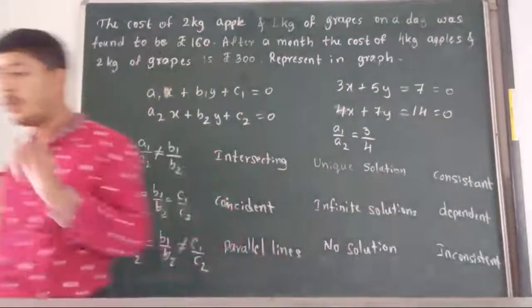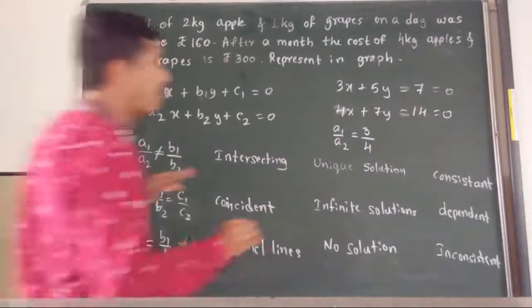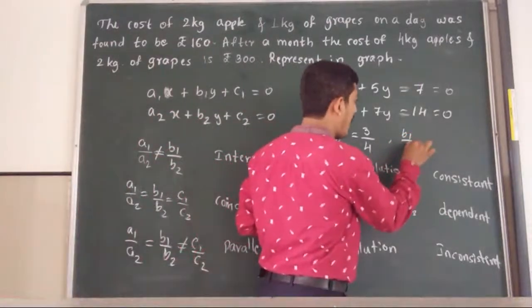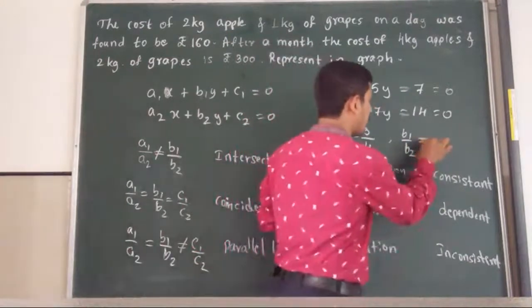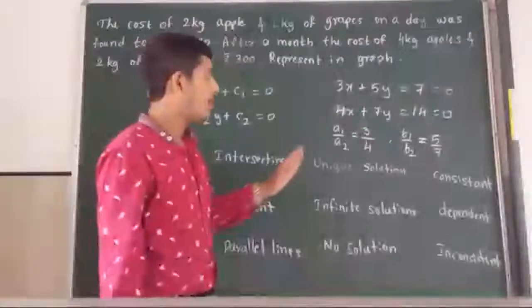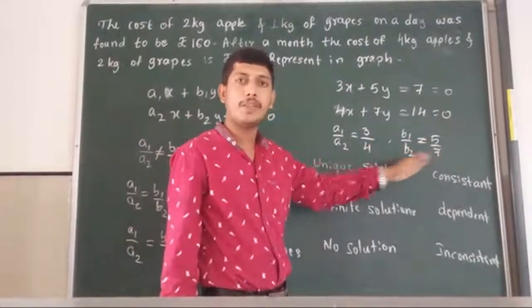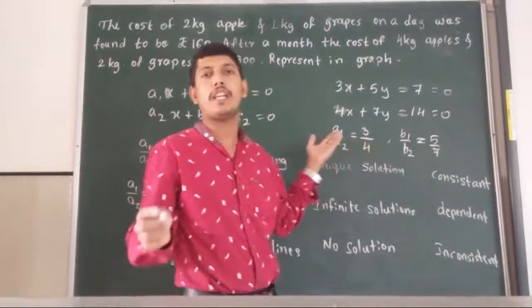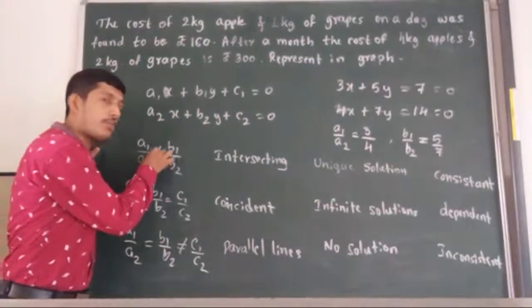Now find out the value of B1 and B2. What is the value of B1 and B2? Here B1 by B2 is equal to 5 by 7. So A1 by A2 is 3 by 4, B1 by B2 is 5 by 7. Are they equal? No, they are not equal. So see the first condition, A1 by A2 is not equal to B1 by B2.